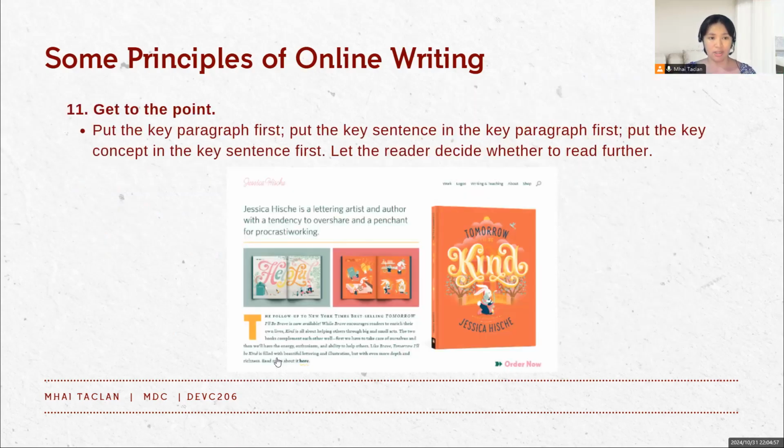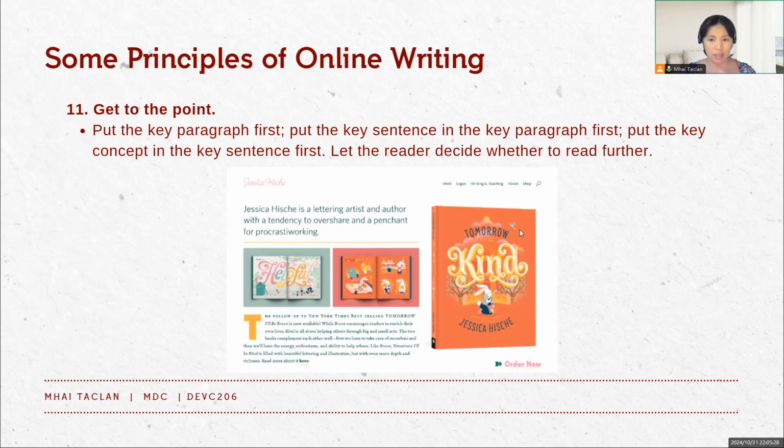Number 11 is to get to the point. So, just like in news writing, we need to create a good lead that would make them continue reading. Put the key paragraph first, and in that paragraph, put the key sentence. In that sentence, put the key concept, which will then let the reader decide whether they want to read further or not. So I chose this photo or screenshot of a website by Jessica Hische.